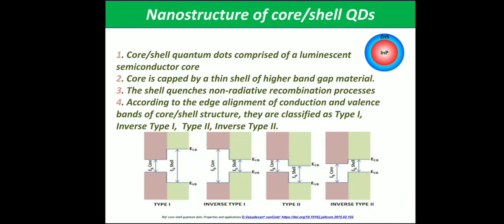So, this is a nanostructure of core shell quantum dots. I have taken indium phosphide as the core and zinc sulfide as the shell. The shell material should have a higher band gap and a non-radiative recombination process. By considering the edge alignment of the conduction and valence bands, these quantum dots are divided into 4 types.